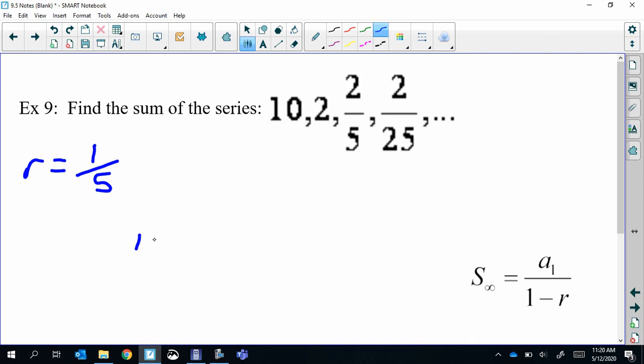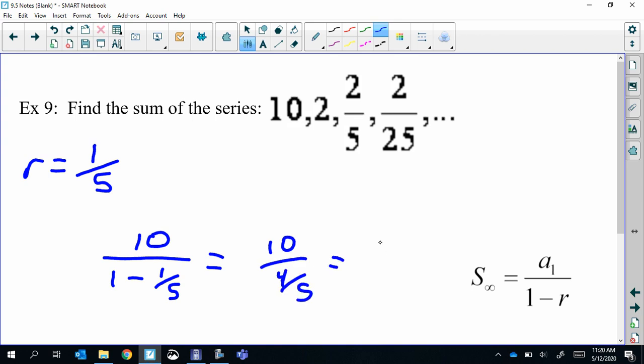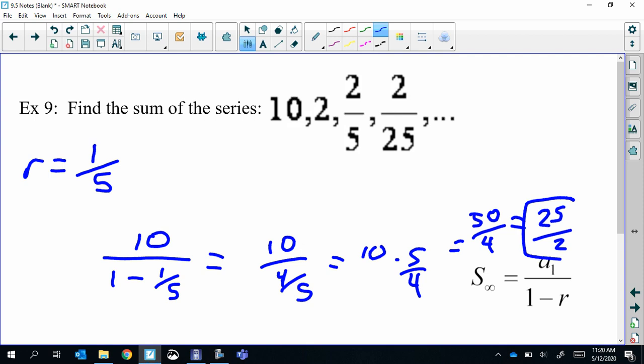So our sum, which means it is convergent, so we can find the sum. You take A1 over 1 minus R. So that's 10 over 4/5. Type it into your calculator or solve it out. It's 10 times 5 over 4. That's 50 divided by 4. And that can be reduced to 25 over 2, or 12.5, but let's leave it as a fraction.